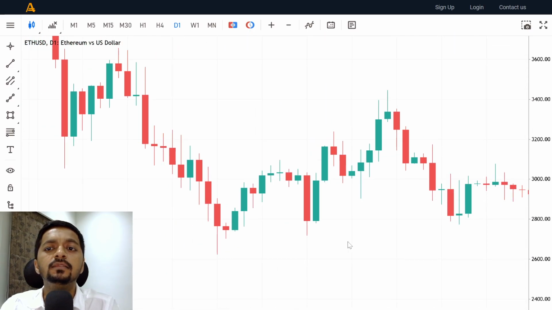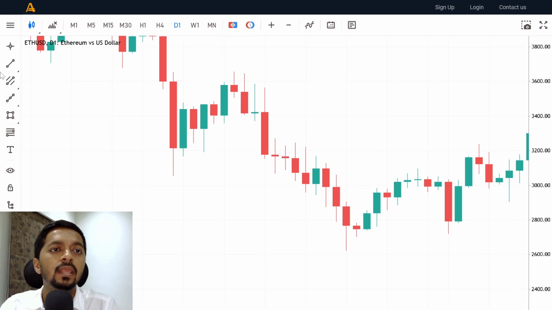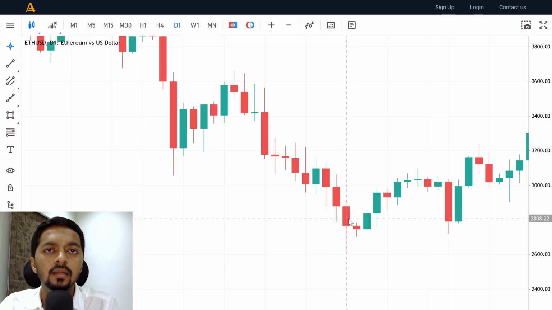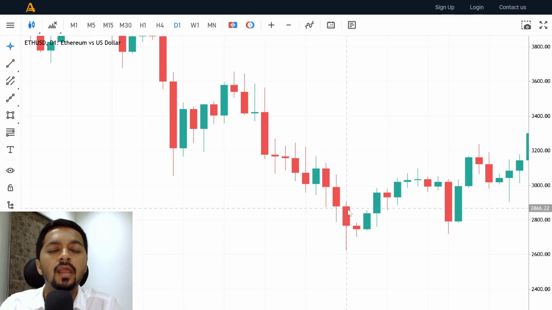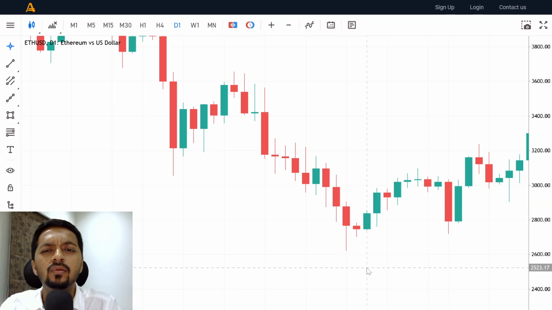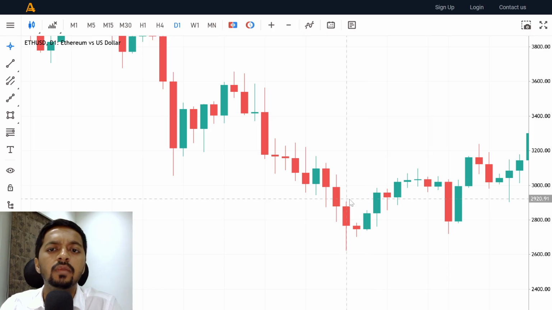So we can consider this as an ideal hammer. Some of the traders don't follow the color of the candle while trading hammer formation. Some people trade only green hammer, some people trade green or red, it doesn't matter to them, right? Even textbooks say whatever the color, it doesn't matter, only the formation is important.